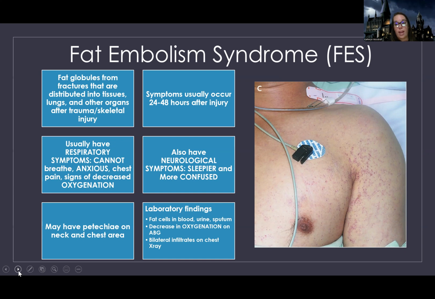Then they also can have chest pain as a result of having some blockages, or decreased perfusion in their chest.